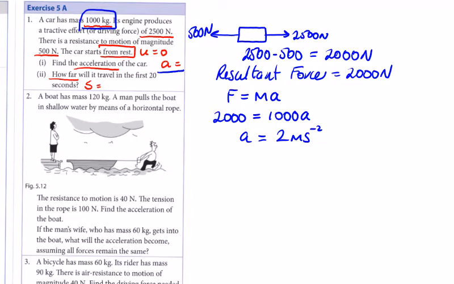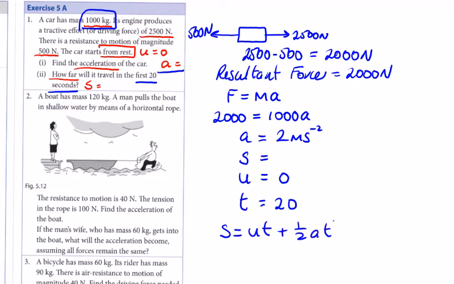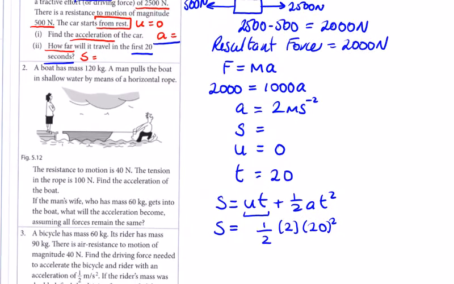And we're looking for how far it will travel. So we have a, s, we're looking for it. It started from rest. The one variable they give us is the first 20 seconds. So t is equal to 20. So s is equal to ut plus a half at squared. So the distance traveled, u gives me 0. So I have a half by 2 by 20 squared. Well, the half and the 2 cancel, and 20 squared is 400, and we're dealing in meters.